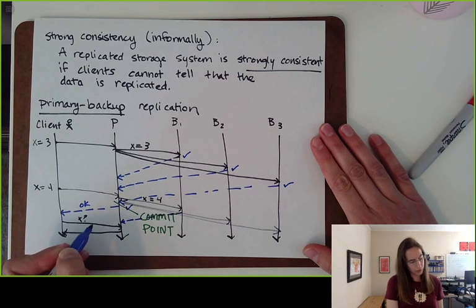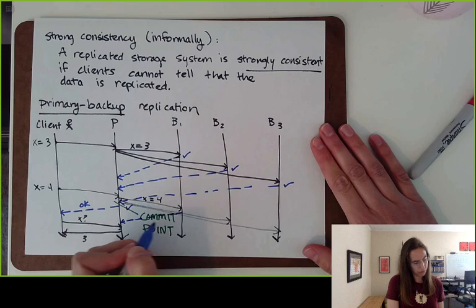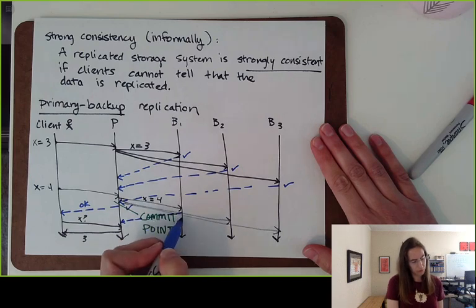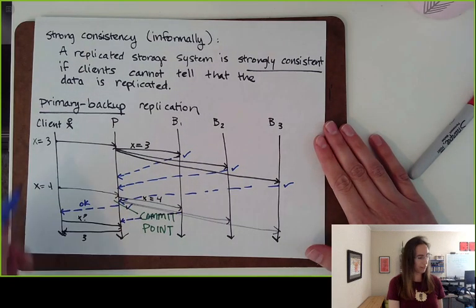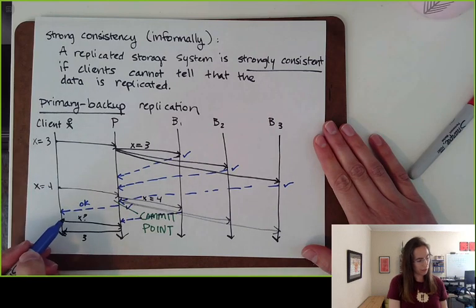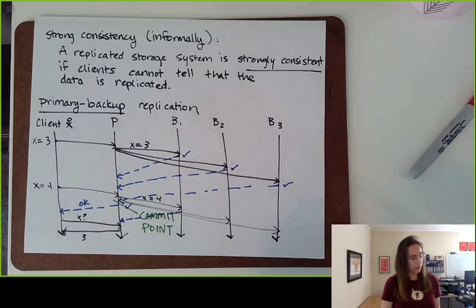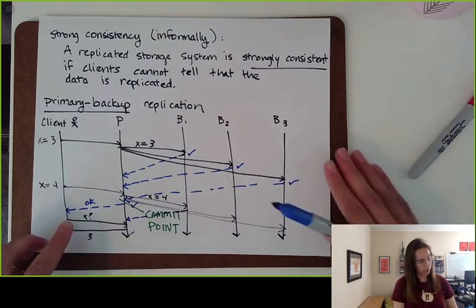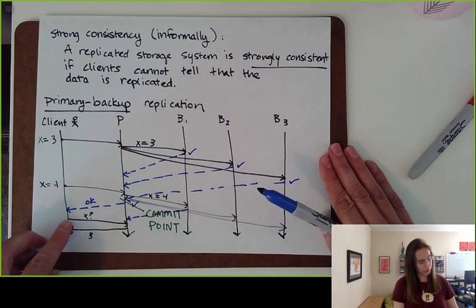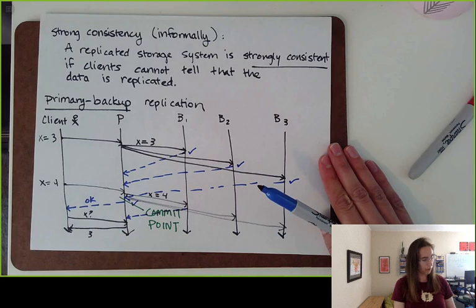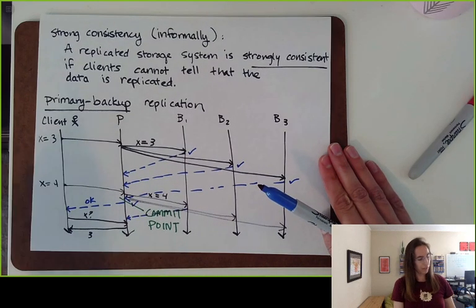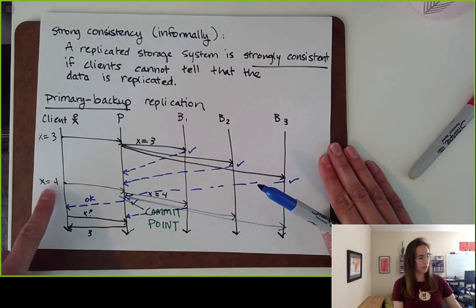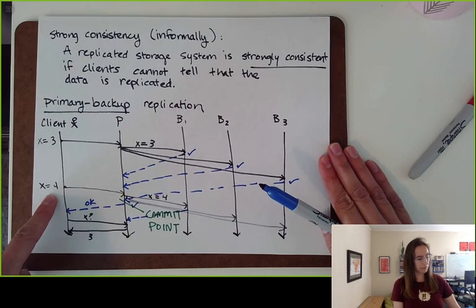if the client were to go ahead and read from B1 at this point, maybe the write got here, but the write hasn't committed on the primary yet. So the primary still thinks that x is 3. And in fact, the client hasn't gotten any acknowledgement yet for the second write. So all the client knows right now is they've set x to 3, then they've set x to 4, then they got an acknowledgement of the write that x was 3. So they haven't gotten any acknowledgement of this second write yet.